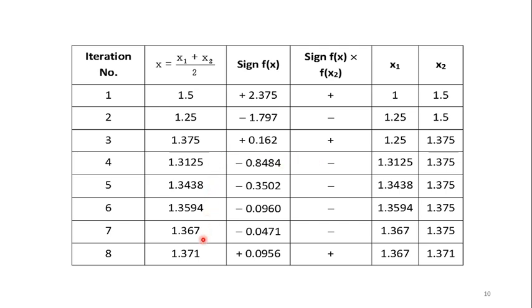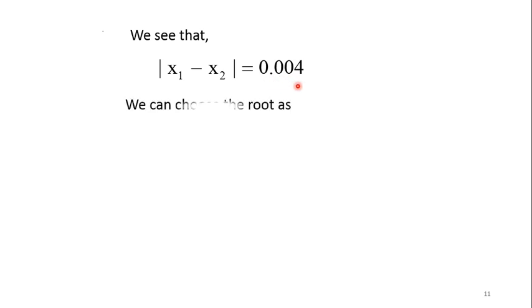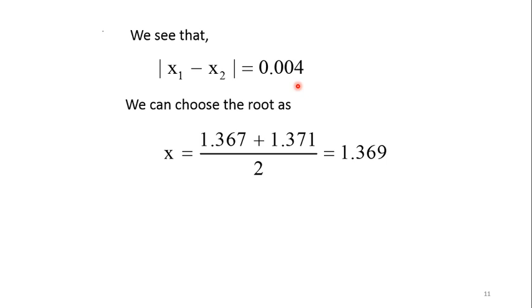So like this you will continue the process as long as you are not getting two consecutive same values. Therefore now you will conclude that the difference of the last two values is 0.004. So we can choose the root by taking the mean of the last two values of x1 and x2, as 1.367 plus 1.371 divided by 2, that is, bisecting this. So the value is 1.369. Thank you very much.